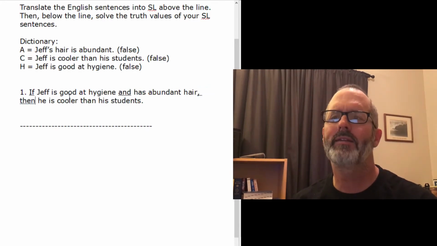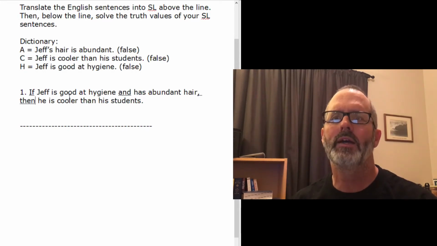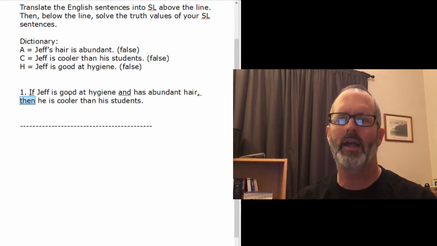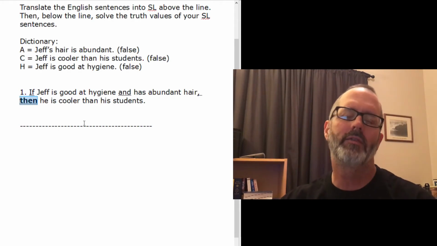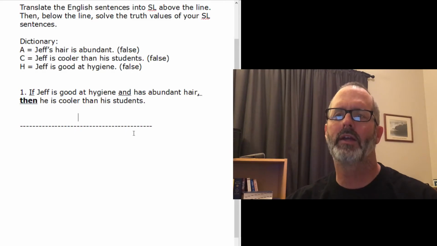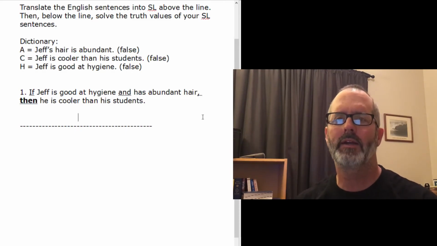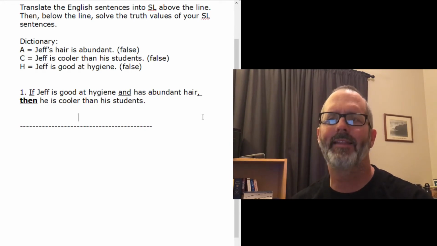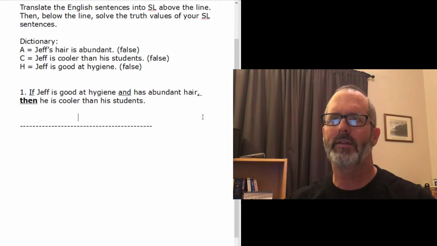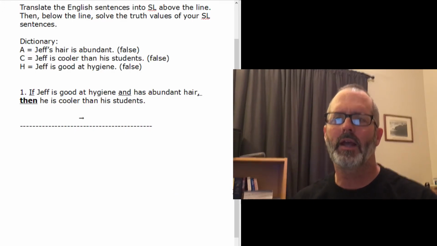So I then read the sentence again, looking for the main connective, and that comma gives it away. There it is. Then is the main connective. So I'll put that in bold. If I'm you, I would draw a star over it. All right. So I am now ready to translate. So I move above my line, and I begin with my main connective. My main connective is that then. That's easy to translate. Now, forgive me, I need to find an arrow on my computer really quick. There's one. Insert. So there is my main connective, right?